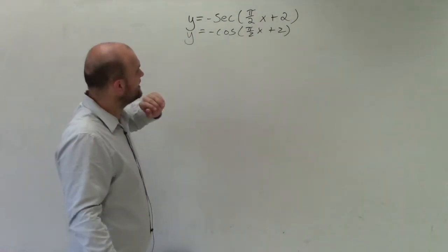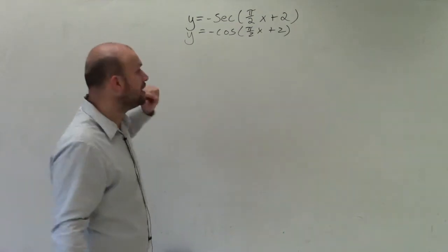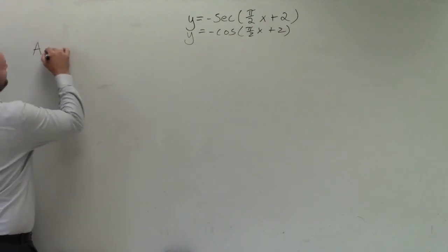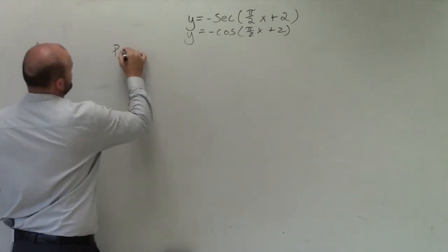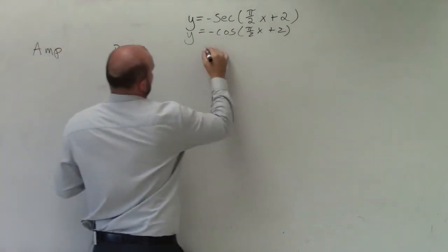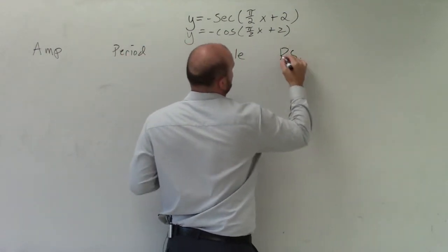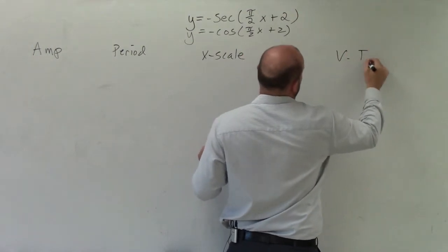So to first do this, I need to be able to determine what are all the important parts of this cosine graph. So I'm going to want to start by finding the amplitude, the period, the x scale, the phase shift, and the vertical transformation.